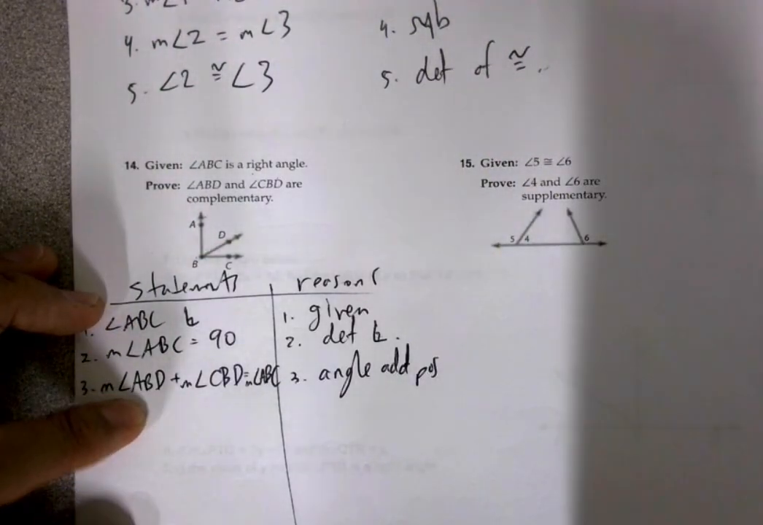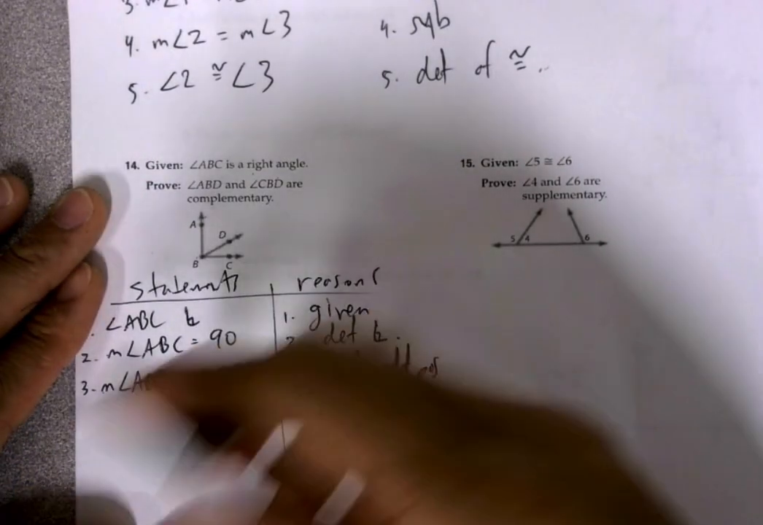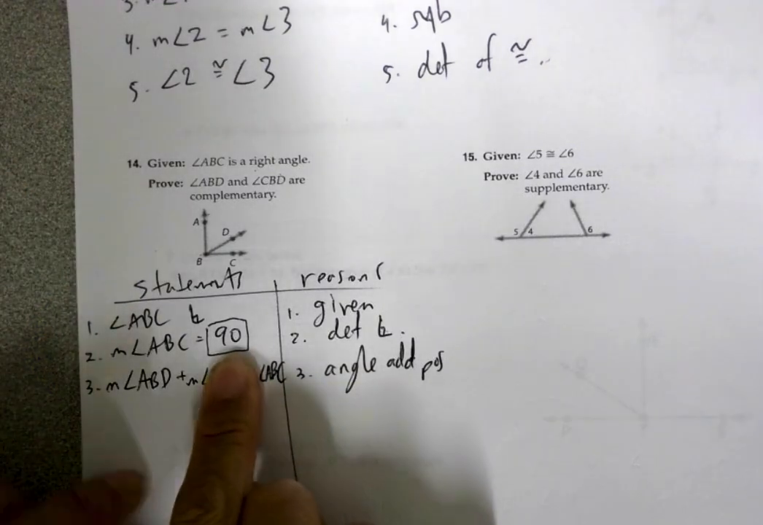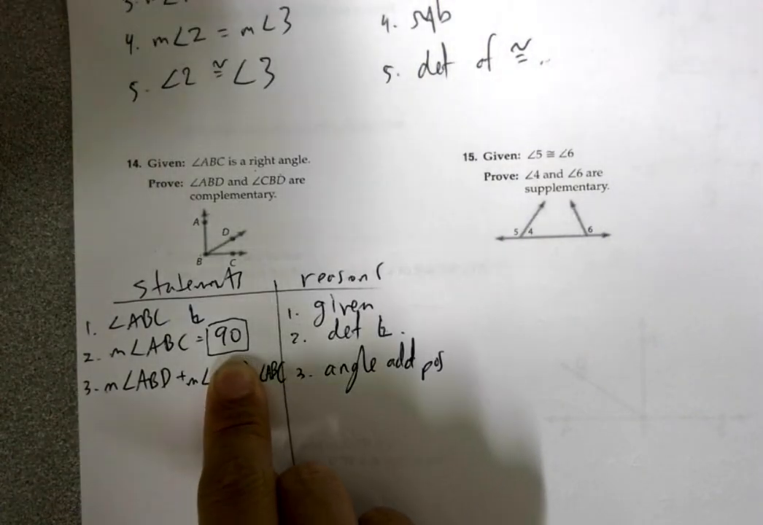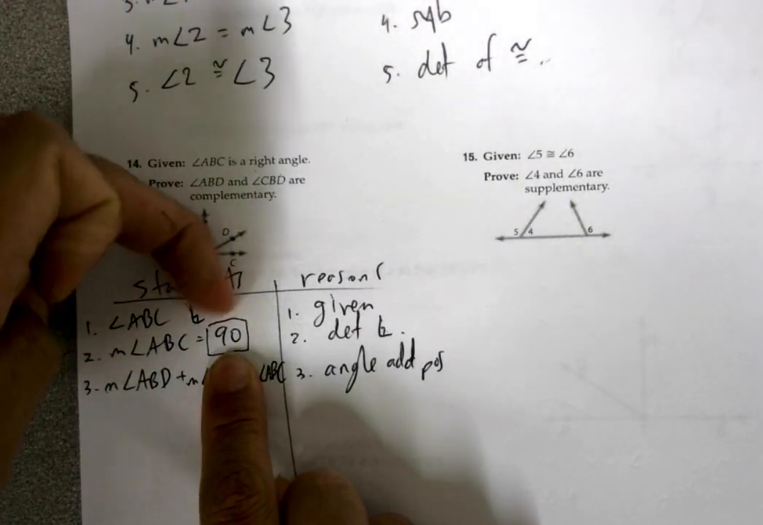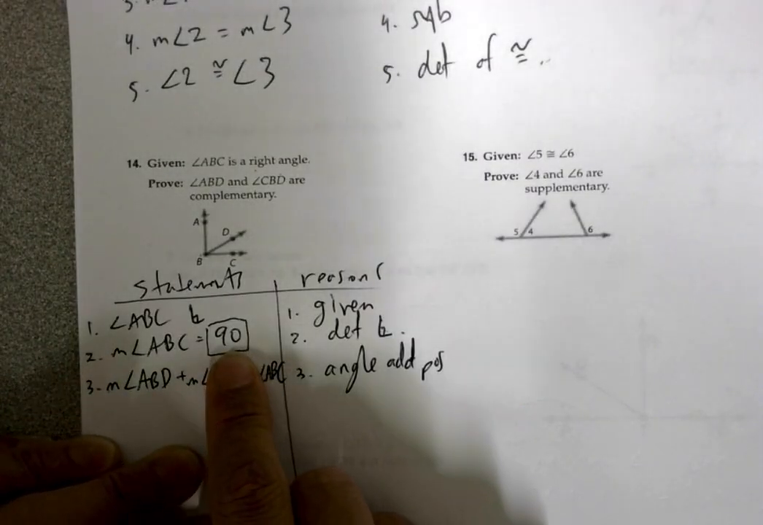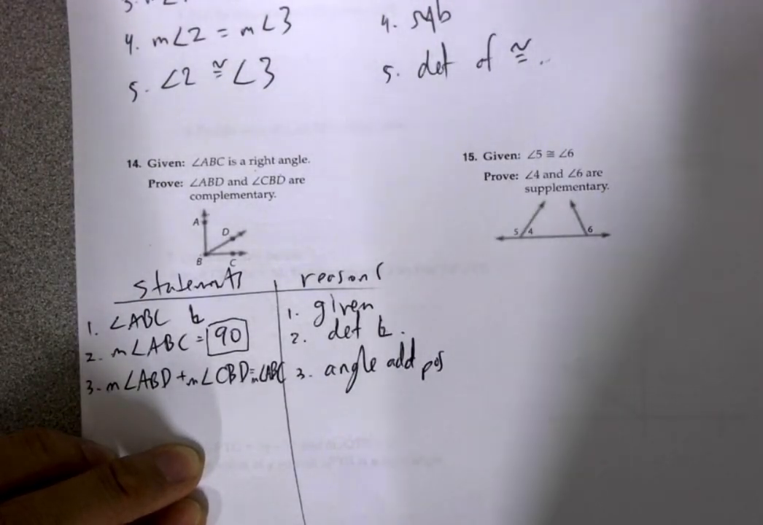So what's the next step? It's substitution. So what can we substitute where? Well, there's not much choice. What we're going to do is take this 90, and we could substitute it anywhere we see measure angle ABC in another equation, right? That's something that students always get confused on. It's like, okay, I'm going to take the 90 and put it right here in the same equation, and I'm going to have an equation that says 90 equals 90. No, you want to substitute into a different equation.